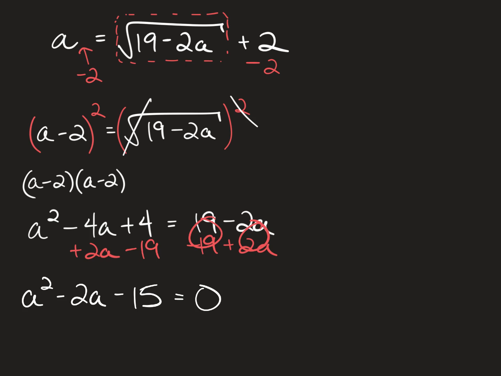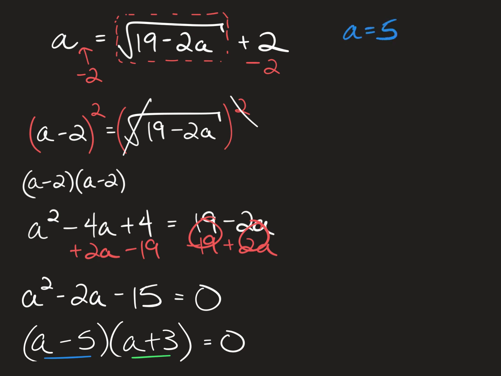And yes, this does factor. So it will end up being (a - 5)(a + 3). Great. So you can set each of these equal to 0 and solve for a this time. And so you know one answer from the blue underline, or the left factor, will be a equals 5. And you'll know the other answer from the second factor will be a equals negative 3.